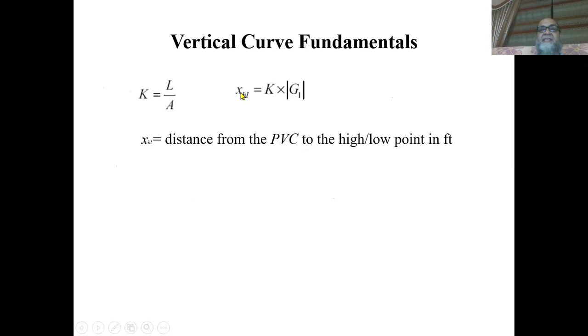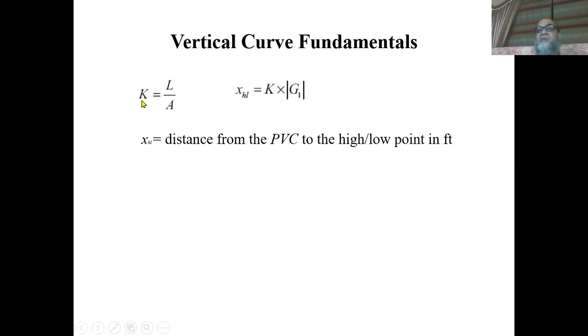So this XHL is equal to K times G1, and we also know from our previous lectures that K is always the length of the curve divided by A, where A is the absolute sum of the grades. When we say absolute, I mean, for example, if it is 2% meeting 3%, the value of A is simply 5, right? So we always add them, and we just ignore the percent value, simply the absolute.